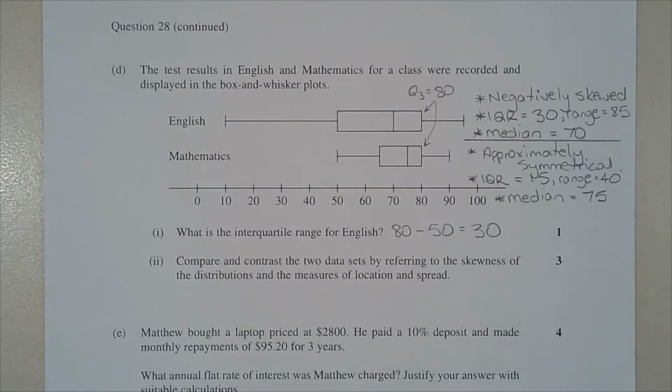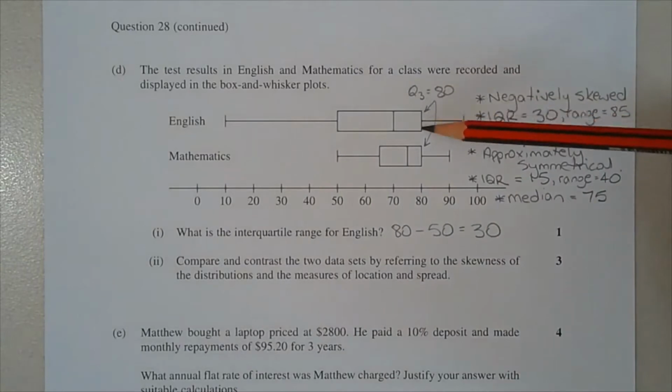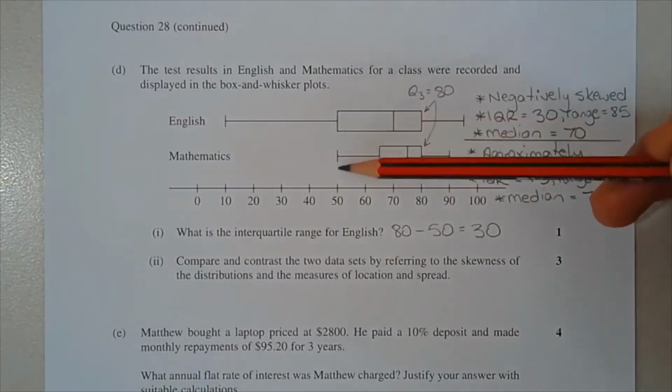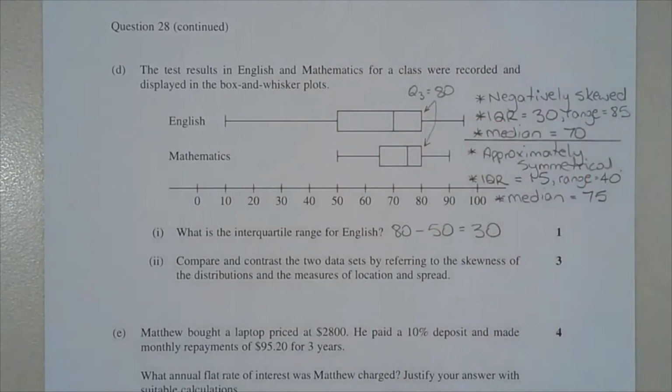Question 28D. The test results in English and mathematics for a class were recorded and displayed in the box-and-whisker plots. Part 1. What is the interquartile range for English? And that's just found by taking the third quartile and subtracting from that the first quartile. So 80 minus 50 is equal to 30.